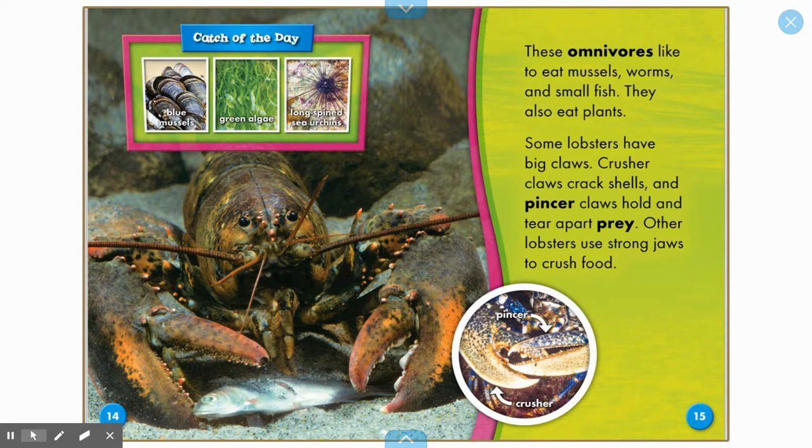Here's some pictures. We have the catch of the day, the blue mussels, green algae, and long-spined sea urchins. Now, this is a sidebar, but it's at the top of our page. And in this, there's images that tell us what the lobsters eat. Then we have more pictures that identify the parts of a lobster. We have the pincher and the crusher.